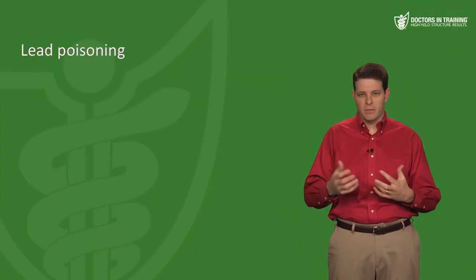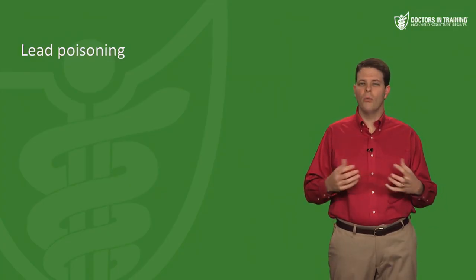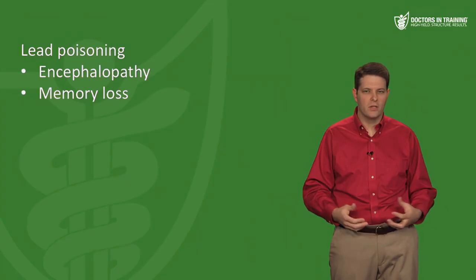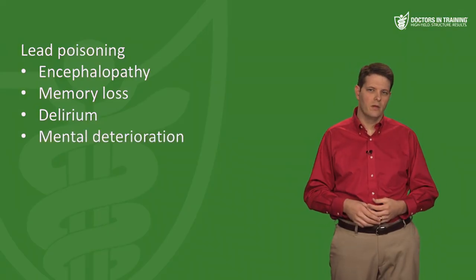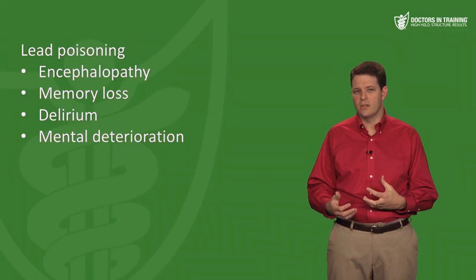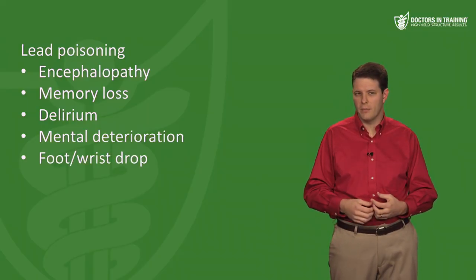Well, these patients, both adults and kids, can have sort of a global encephalopathy with memory loss and delirium, and mental deterioration like learning disabilities. They can also have peripheral nerve manifestations, specifically foot drop or wrist drop.